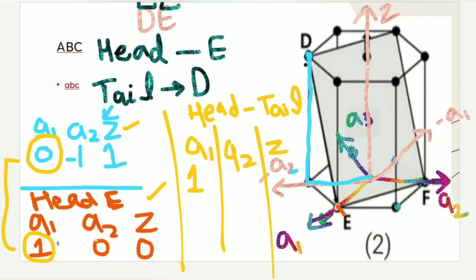For A2, head coordinate is 0 and tail coordinate is -1, so 0 minus, this is head coordinate, and minus tail coordinate is -1. So these two minus signs multiply with each other to give plus. Okay, so minus minus equals plus. This is the basic algebraic operation. So 1 is the final result.